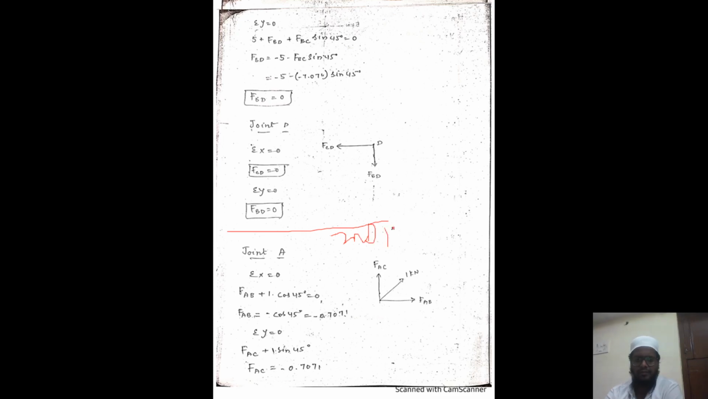In this second part, you can see here, I'll be applying force in member AB, force in member AC, but I'll not be applying the external load here. However, I'll be applying the internal static indeterminacy, that is the 1 kilonewton load. So we are applying these loads, and we'll get the value of force in member AB as 0.707. Similarly, sigma y is equal to 0, force in member AC will also become 0.7071.